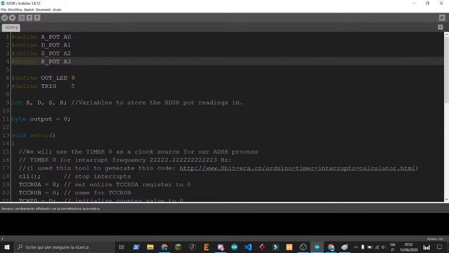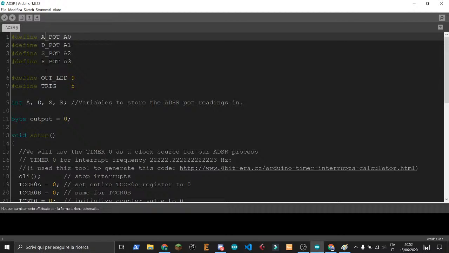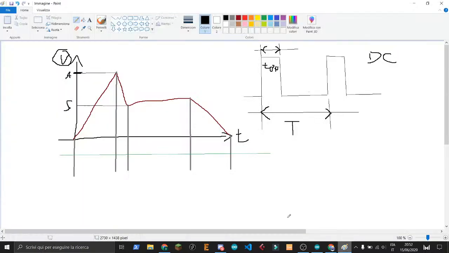And those potentiometers, A, D, and R, will give us the time at which we need the next event to trigger. Like the A pot will give us this amount of time. The decay pot will give us this, disregard my bad handwriting, and the release pot will give us this time. The sustain pot, on the other hand, will give us just a constant value for this. We'll just give this value S.